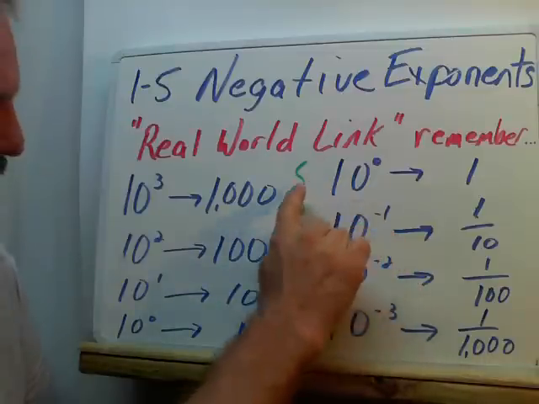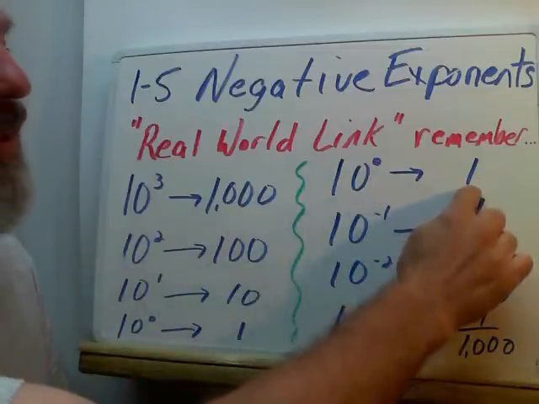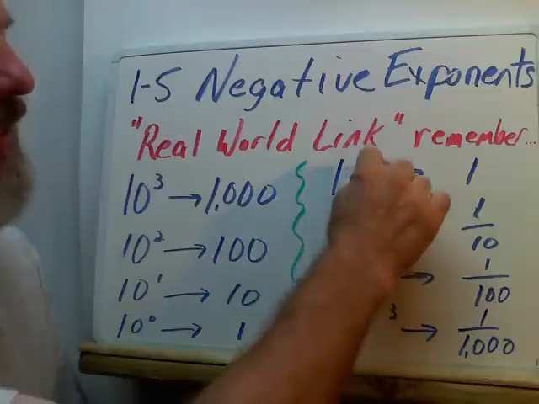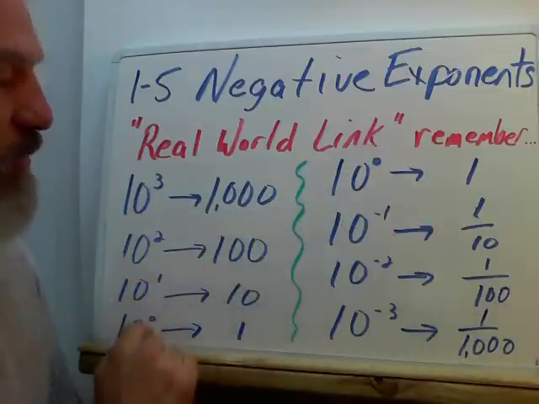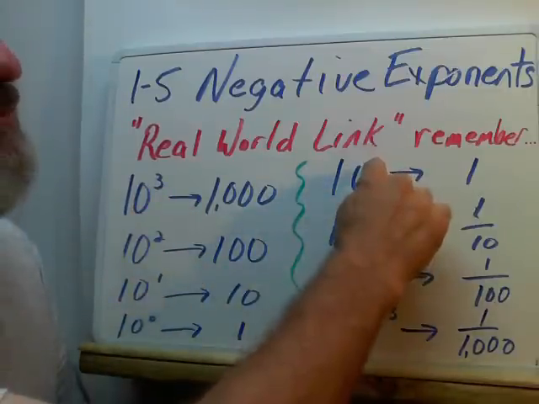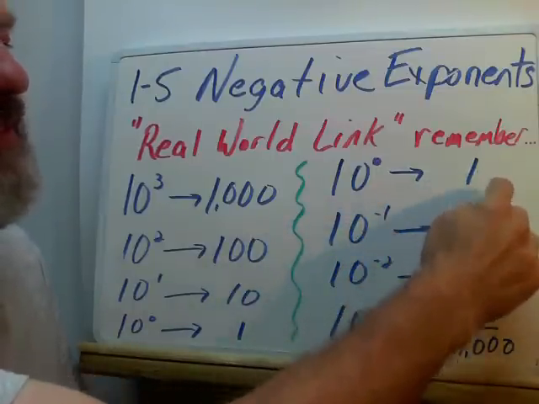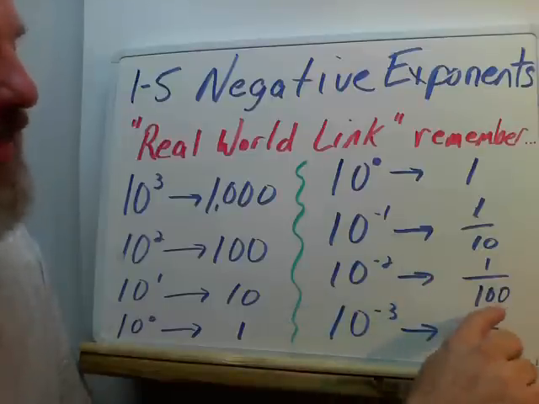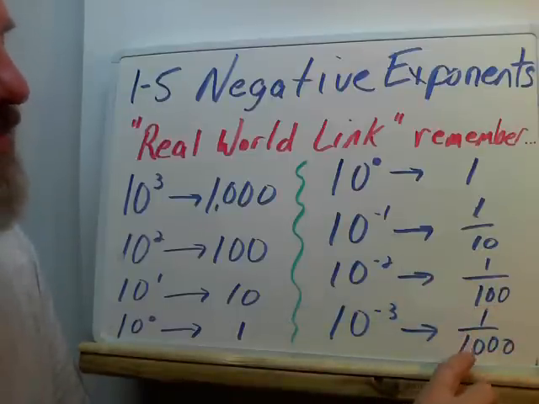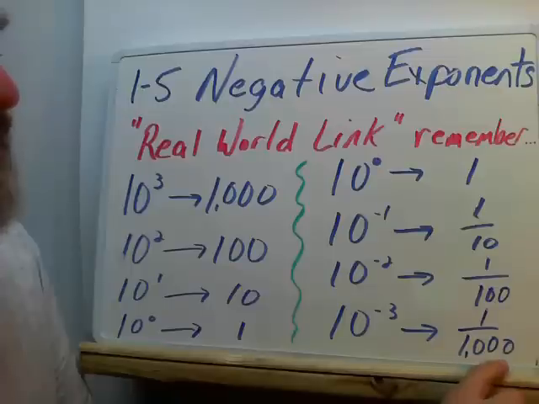So obviously if we go from 10 to the 0 being 1, if we divide by 10, as we go down, if we reduce this by 1, the exponent gets reduced by 1, so it's negative first power, and this is divided by 10, so it's 1/10. Divide by 10 again, and we have 1/100th, and divide by 10 again, we have 1/1000th.